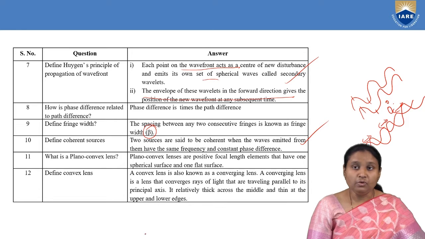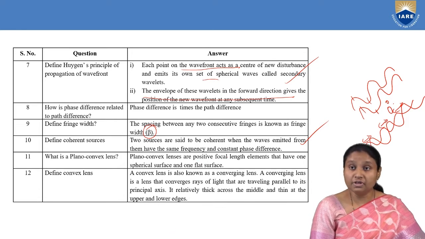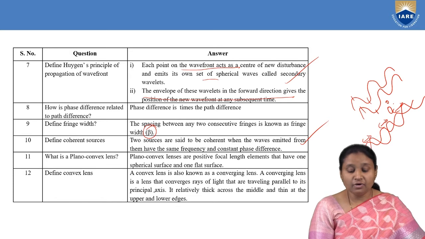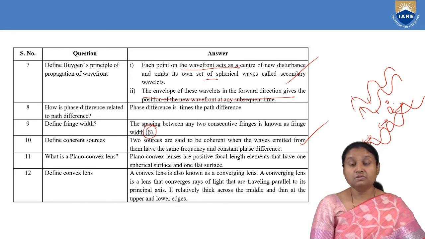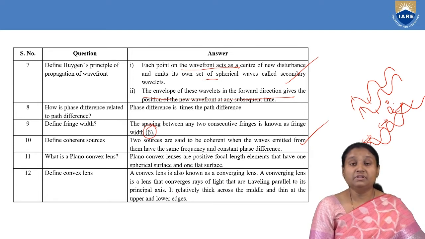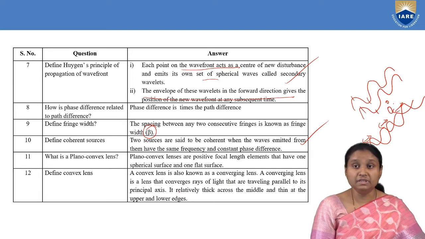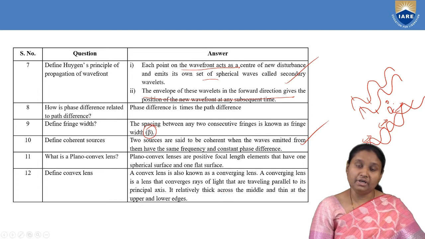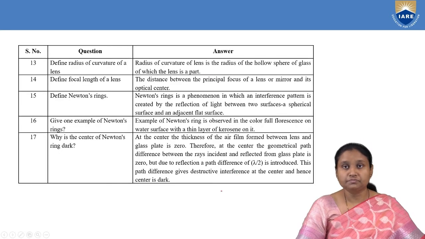Then what is a plano-convex lens? A plano-convex lens has positive focal length, with only one spherical surface and one flat surface. Then define convex lens. A convex lens is also called a converging lens. A converging lens is a lens that converges rays of light traveling parallel to its principal axis, and it is relatively thick across the middle and thin at the upper and lower edges.